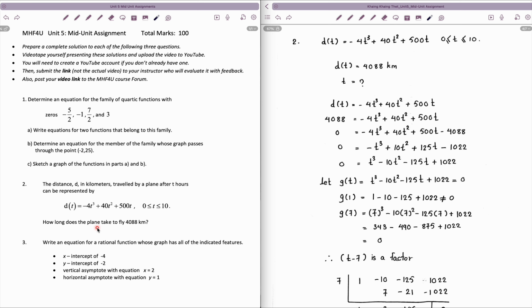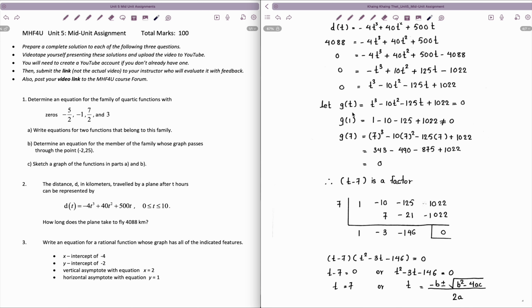The plane takes to fly 0.88 kilometer. Now we'll let the value of d(t) equal 0.88 kilometer, and find the value of t. So d(t) equals negative 4t cubed plus 40t squared plus 500t. And now with d(t) equal to 0.88, we get t cubed minus 10t squared minus 125t plus 1022 equal to 0.